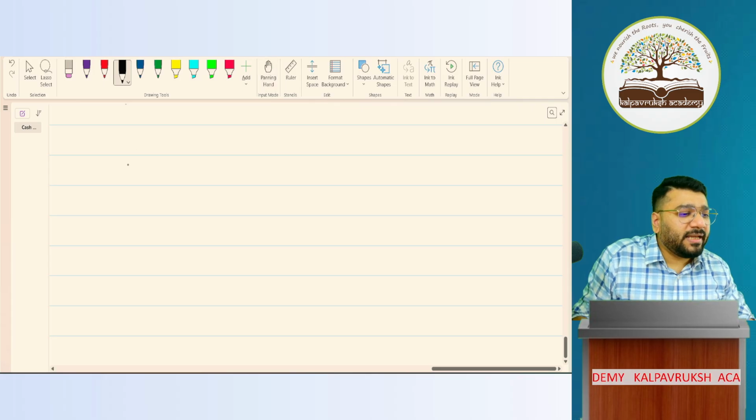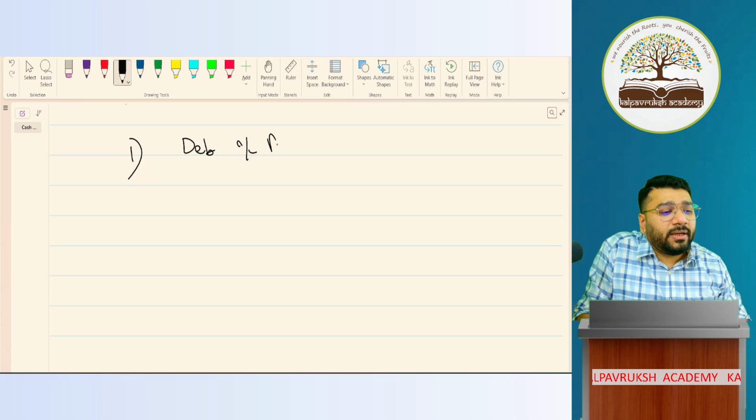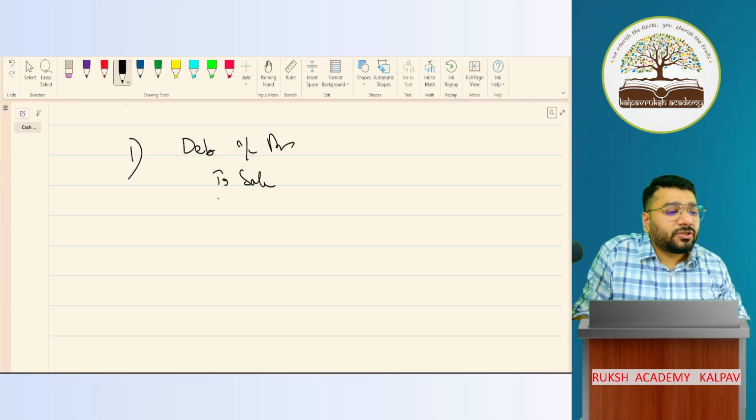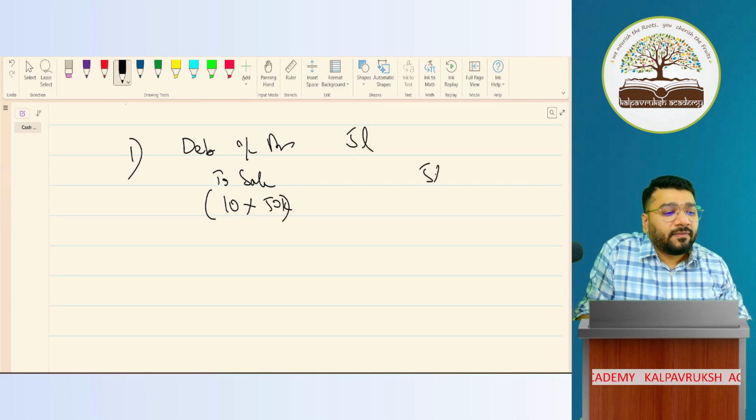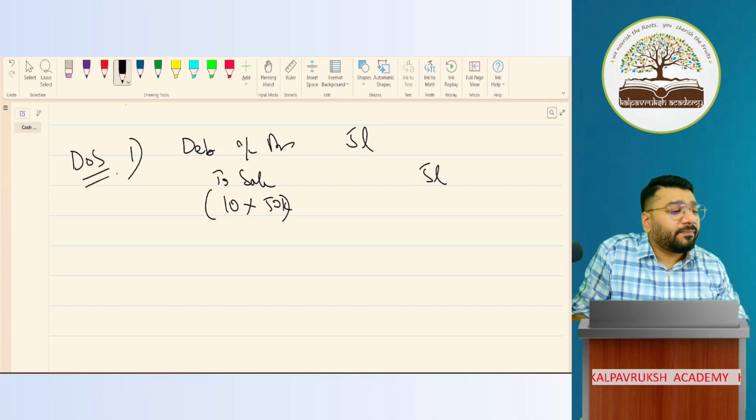For example, what is the first entry? Sale entry. What is the sale entry? Debtor account debit to sale. How much? 10 laptops into 50,000. How much is it? 5 lakh. This is on the date of sale.